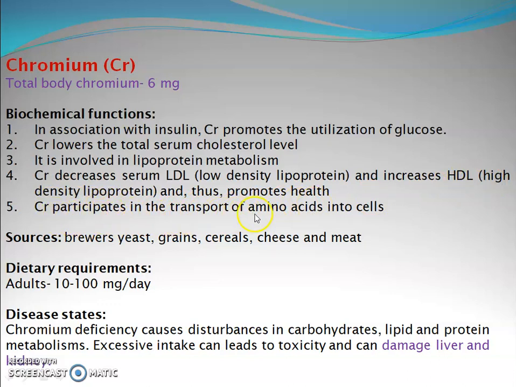Chromium participates in the transportation of amino acid into cells. Sources are brewer's yeast, grains, cereal, cheese, and meat. Dietary requirements for adults 10 to 100 mg per day. Disease state include: chromium deficiency causes disturbances of carbohydrate, lipid, and protein metabolism. Excessive intake can lead to toxicity and can damage liver and kidney also.